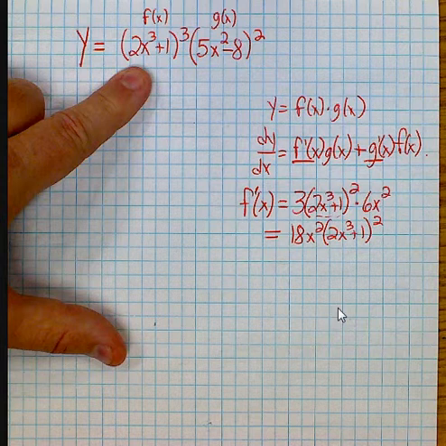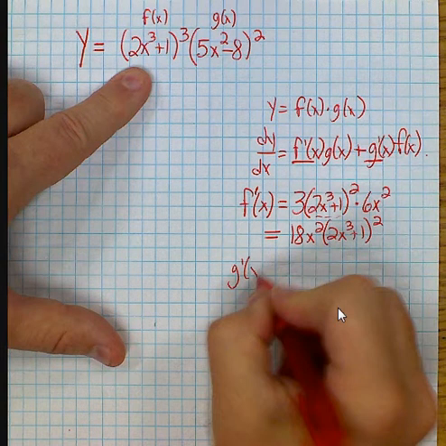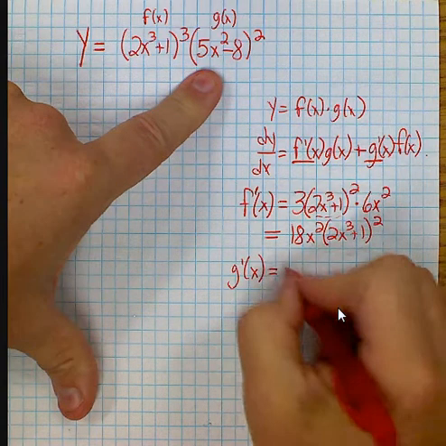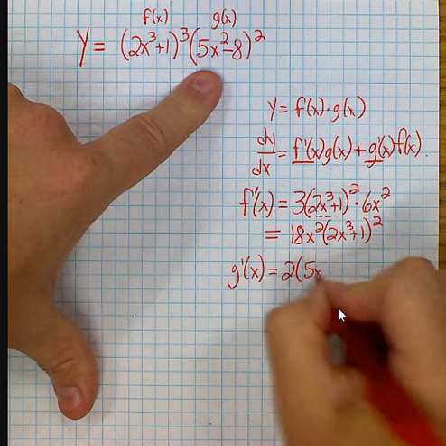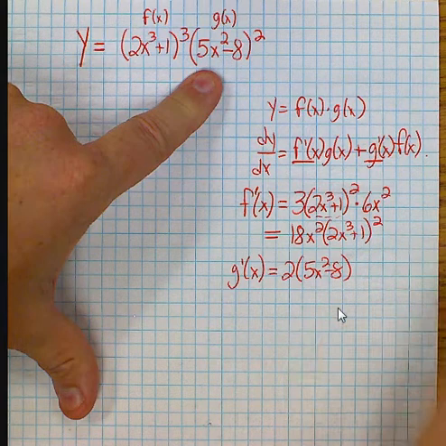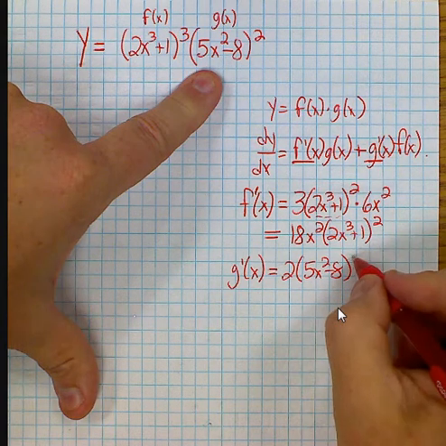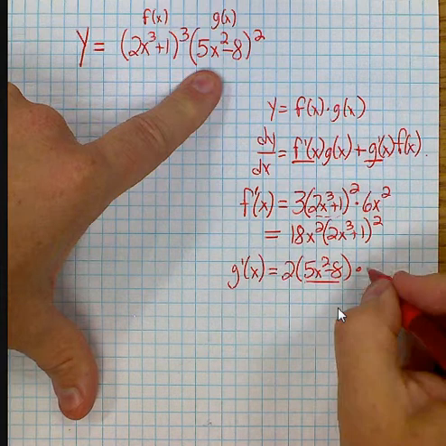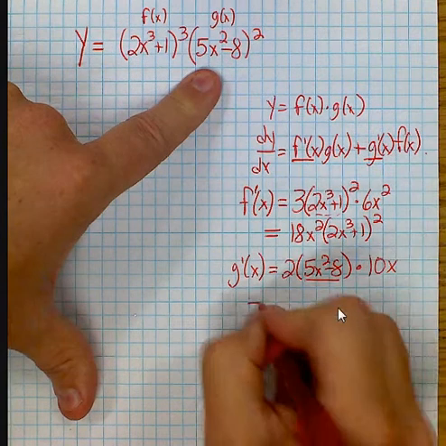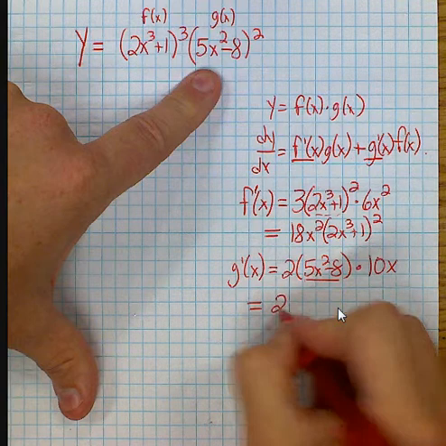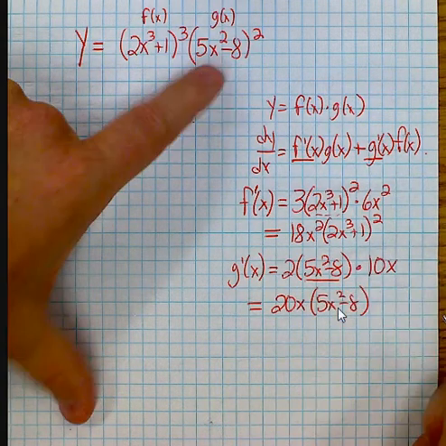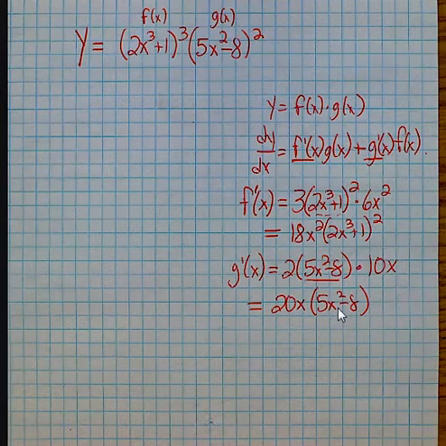Okay? Now I'm going to go to g prime of x. And g prime of x, that's this one. Power rule, 2 times the something, 5x squared minus 8 to the power minus 1, which is a 1. Then times the derivative of this, which is what? 10x. Put together the 2 and the 10x, and you get 20x times 5x squared minus 8. And once you have that set up, you're kind of all ready to go.